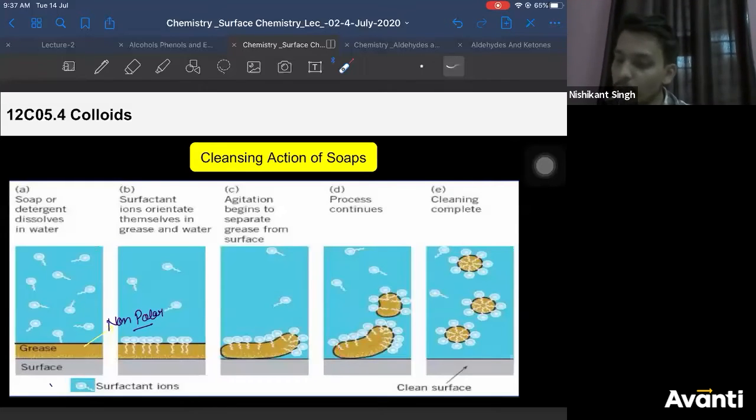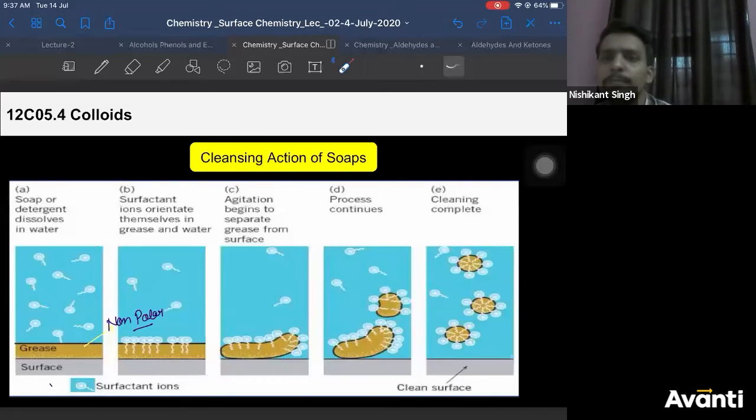Right? So after some time, this will be removed in the form of micelles. You can see grease has been entrapped in the micelles. So that means the tail is more useful than the head.